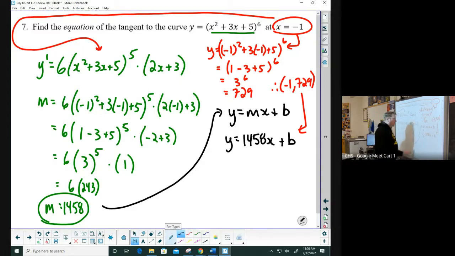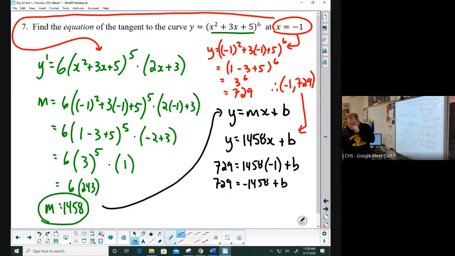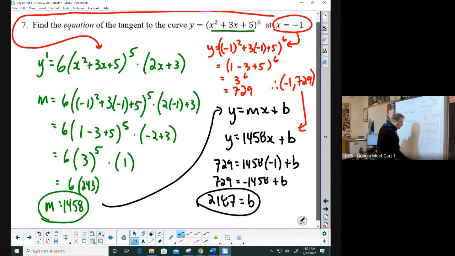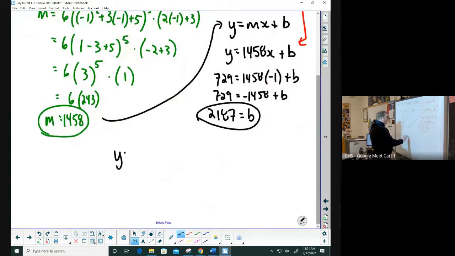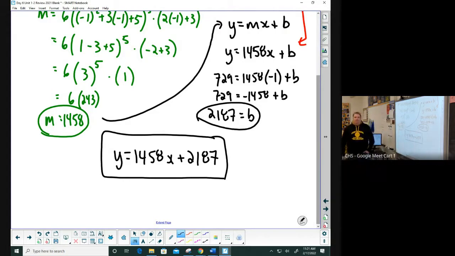So the y value is 729. 1458 times -1 plus b. 729 equals minus 1458 plus b. Add 1458 to both sides, and I got 2187 equals b. And now I have my slope. Y equals 1458x plus my y-intercept. And we get that.